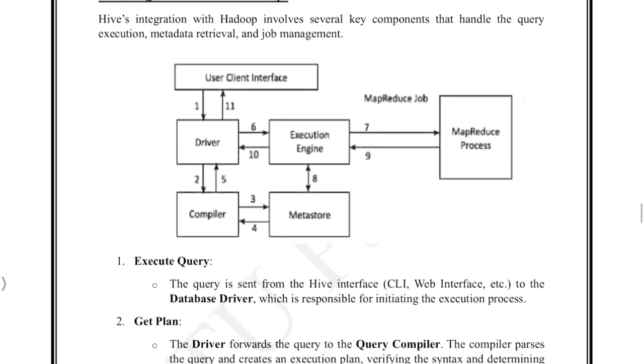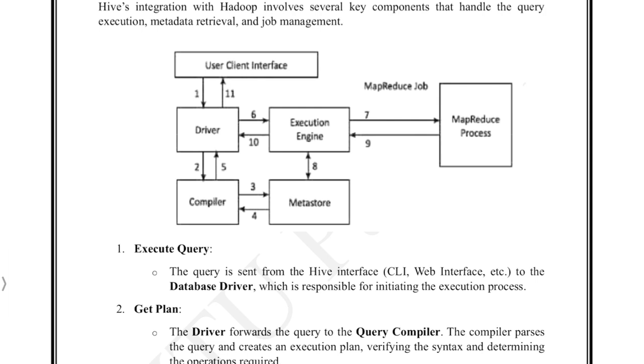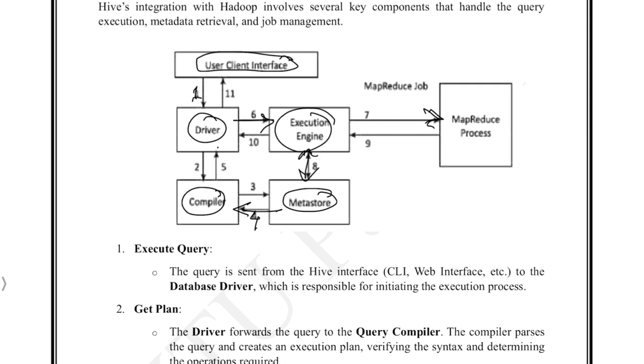Next is the Hive integration and workflows, how the work mainly happens. First is the Hive user client interface. Then the first operation goes to the driver, then the compiler, then the metastore, then the result comes back to the compiler, from compiler to driver, from driver to execution engine, from execution engine to MapReduce. Once MapReduce is done, you interact again with the execution engine as well as the metastore, and after that the reduce function is sent back to the execution engine.